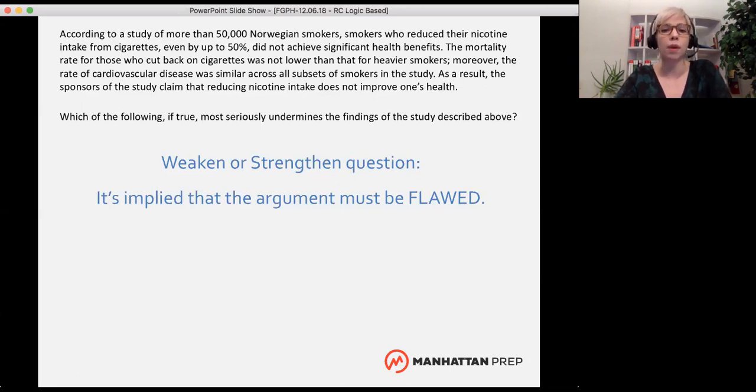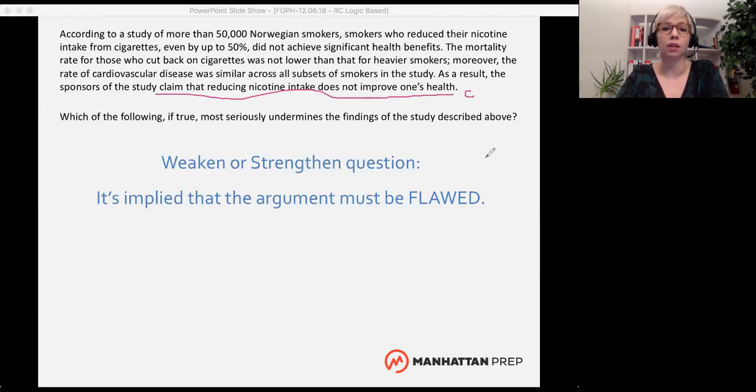But one thing I do recommend doing for reading comp in general, especially for these logic-based reading comp, is to jot down something about what the question's asking for. So what I would mean in this case is jot down something about why the argument is flawed or what it's missing. So we want to undermine the findings of the study described above. I'm not going to type it all out. I'm sure you guys all were easily able to pinpoint. Sponsors of the study claim that reducing nicotine intake does not improve one's health. This is our conclusion.